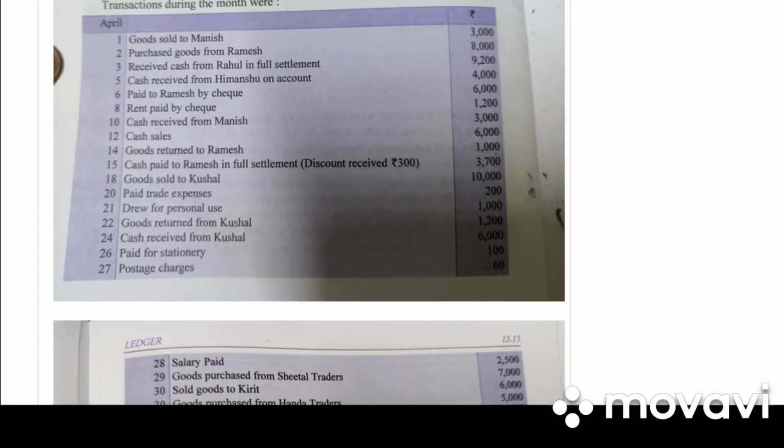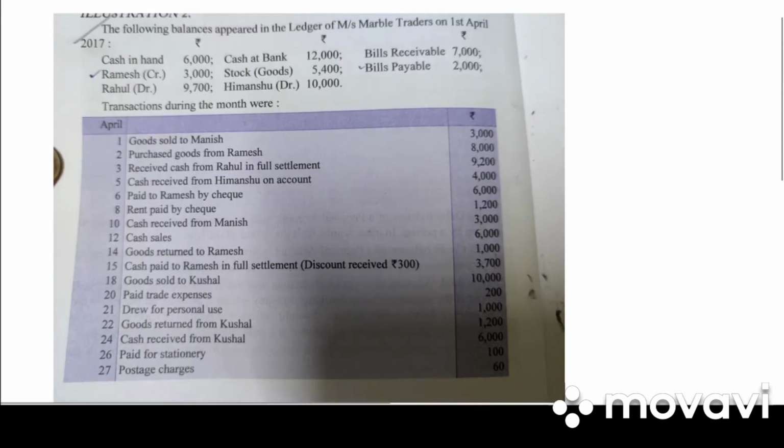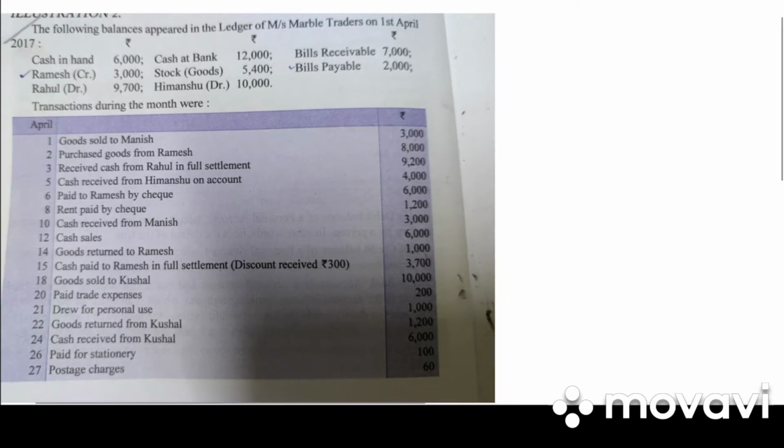So the first thing we need to do is write down the journal entries. The first entry we have is cash in hand, cash at bank, bills receivable, Ramesh, stock, bills payable, Rahul, Himanshu. So this is the opening entry. Journal entries in the books of Marble Traders.